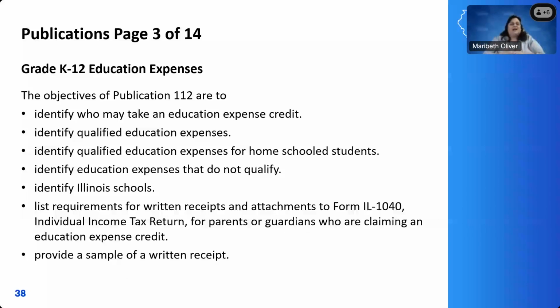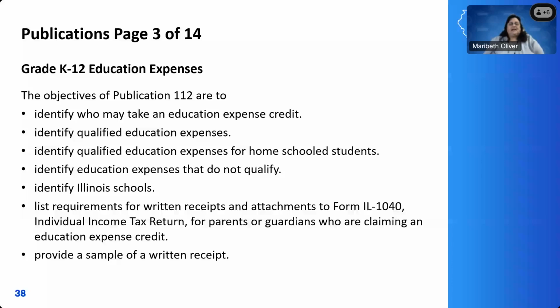It also lists the requirements of what needs to be on the written receipts and what you need to attach to your IL-1040 when you are claiming this. And the big thing you need to attach to this is the Schedule ICR. And it also gives an example of what a written receipt should look like. It's your basic stuff. And the receipts come from the school, or if you're homeschooling, it tells what the receipts need to show when you're getting your stuff from other places.